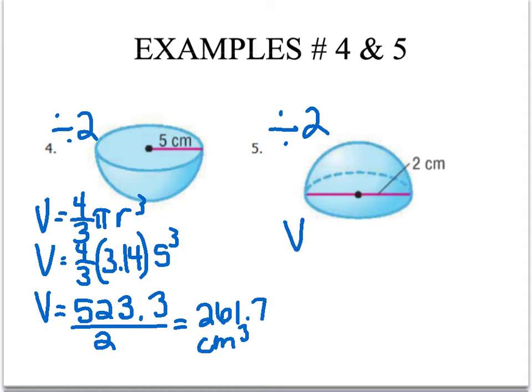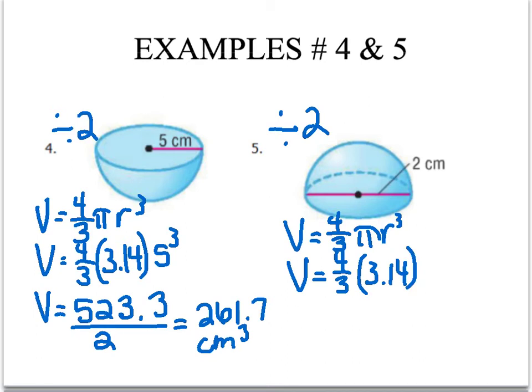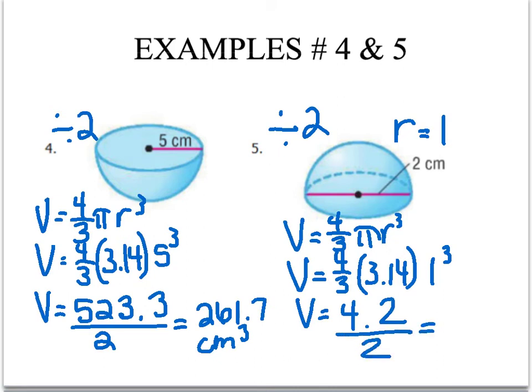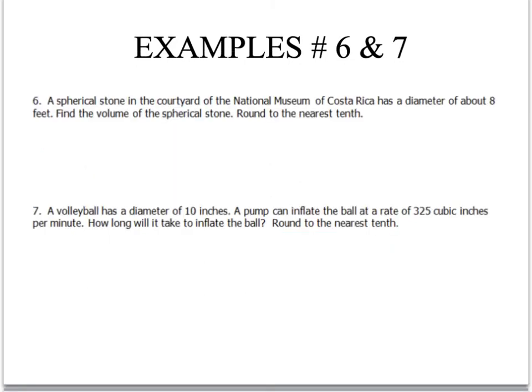For number 5, we have volume equals 4/3 pi r cubed. So we have volume equals 4/3, 3.14, and we have the diameter is 2, so the radius is half that at 1. So we're cubing the 1. And so that gives us 4.2, and if we divide that by 2, we get 2.1 cubic centimeters.